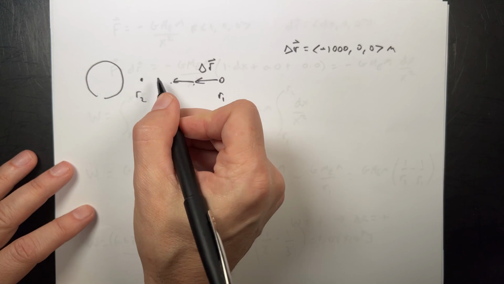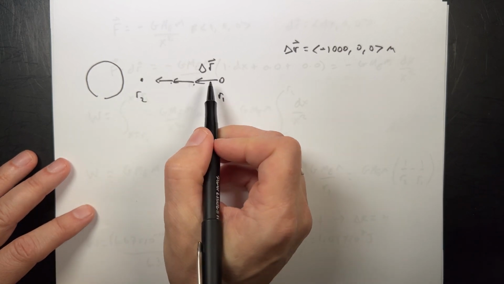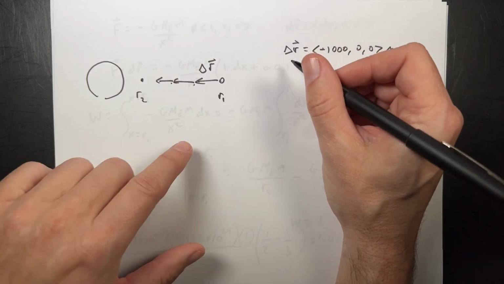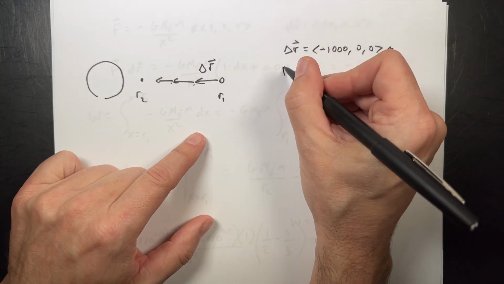Another delta R, and then another delta R, not drawn to scale. I'm going to just keep moving until I get to R2. That's the first thing I'm going to do. And then at each one of these steps, I'm going to calculate F.